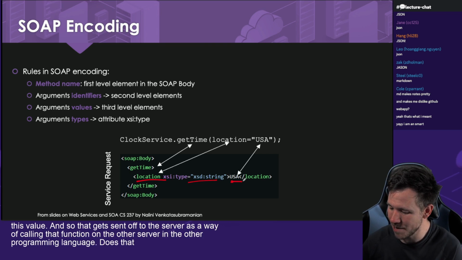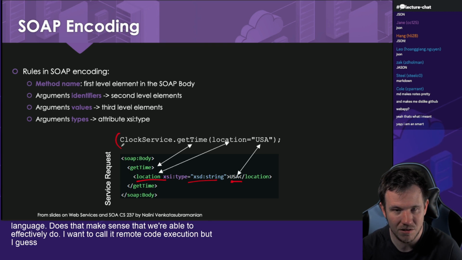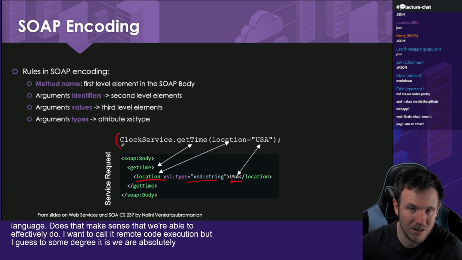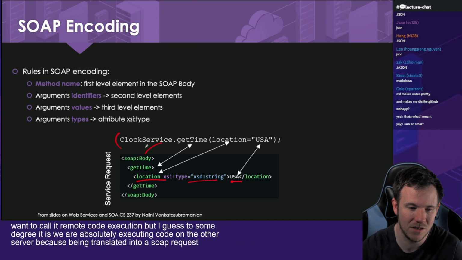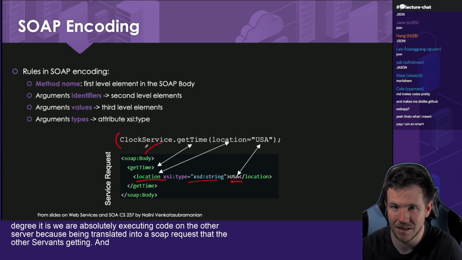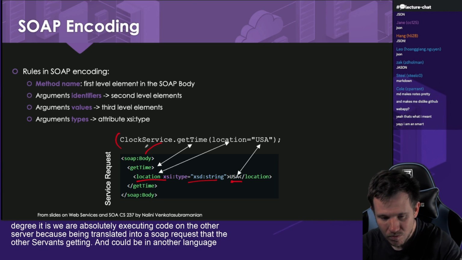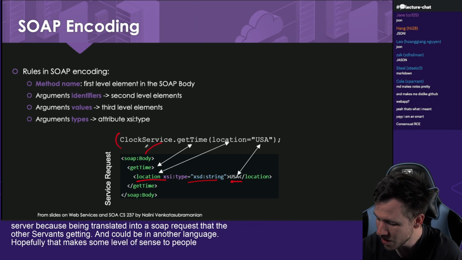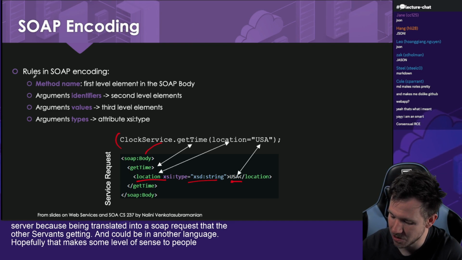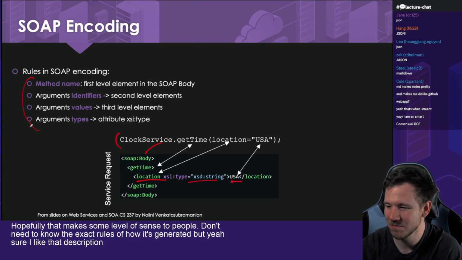Does that make sense, that we're able to effectively do, I don't want to call it remote code execution, but I guess to some degree it is. We are absolutely executing code on the other server because it's being translated into a SOAP request that the other server's getting, and could be in another language. Hopefully that makes some level of sense to people. You don't need to know the exact rules of how it's generated, but yeah, sure, I like that description, Cole. It's good.